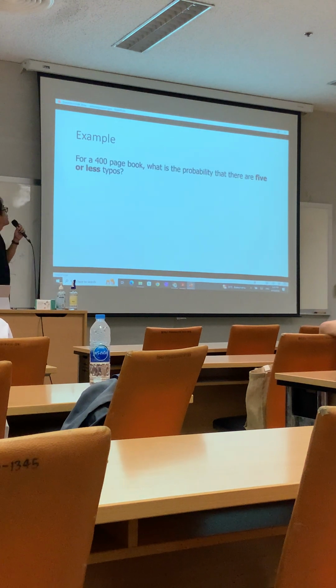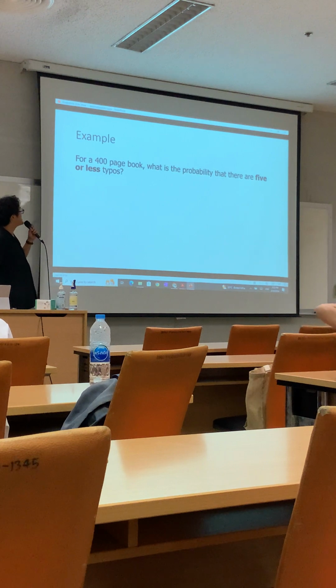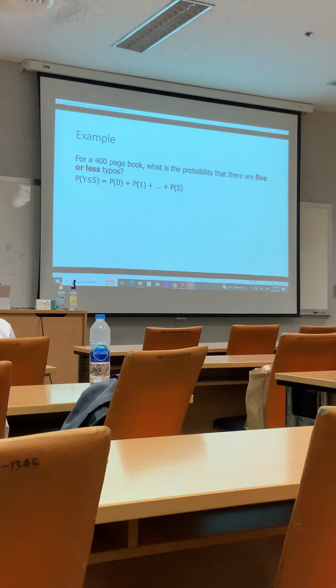Okay, so the second question: for a 400 page book, what is the probability that there are 5 or fewer typos? So you have to calculate the probability of y less than or equal to 5. If you use the formula, you have to calculate P of y equal to 0 plus P of y equal to 1, P of y equal to 2, 3, 4, 5. So you have to use the same formula to calculate 0, 1, 2, 3, 4, 5.